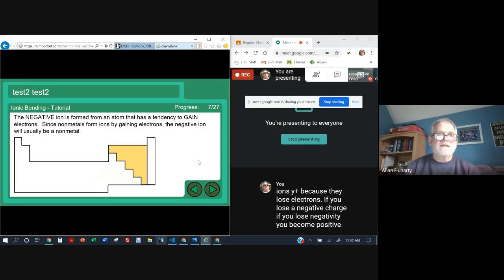On the other hand, elements on the right-hand side of the stair step tend to gain electrons. Since nonmetals form ions by gaining electrons, the negative ion will usually be a nonmetal. And notice also here that there's one column on the far right that is in its own category. Those are the noble gases, of course, and they don't gain or lose electrons.